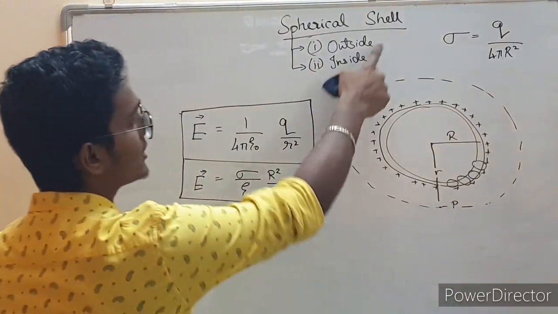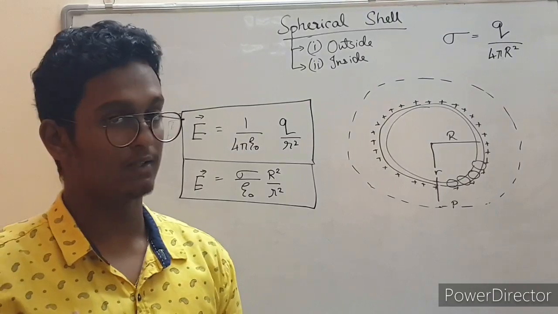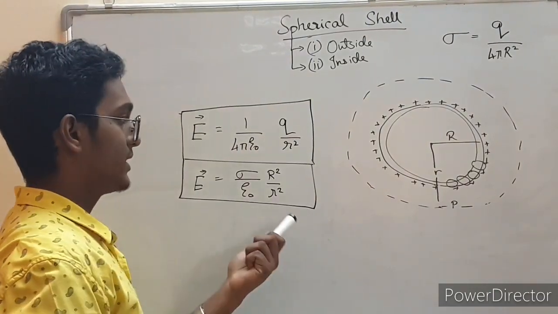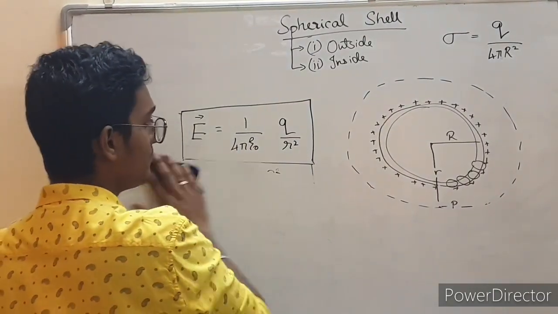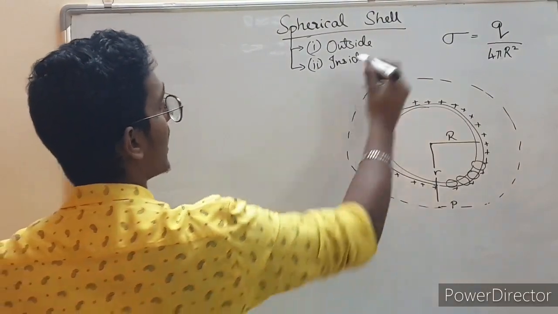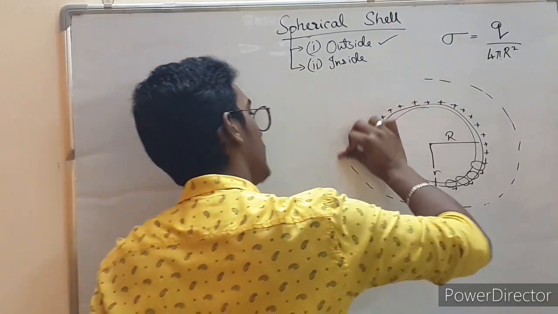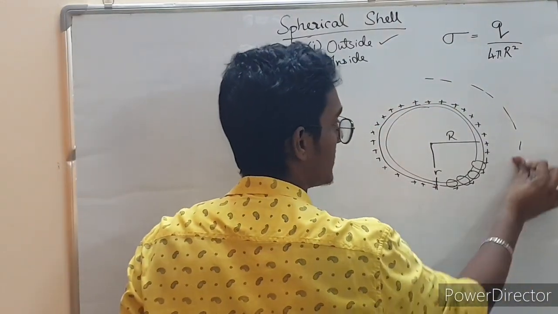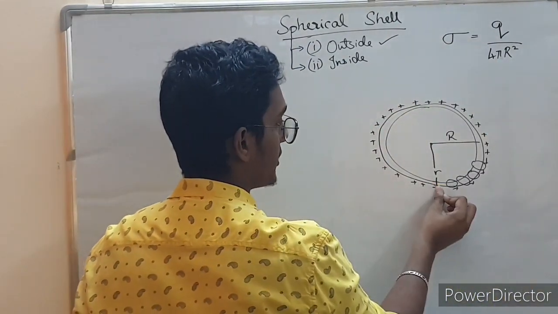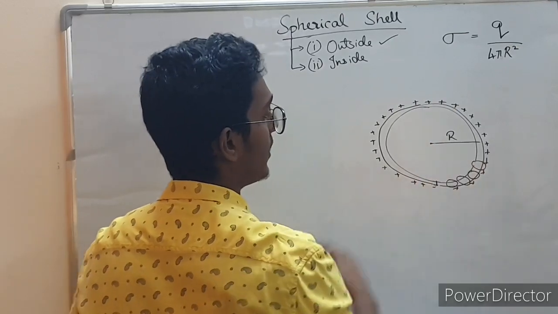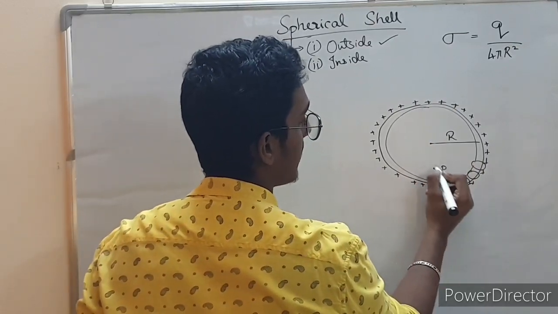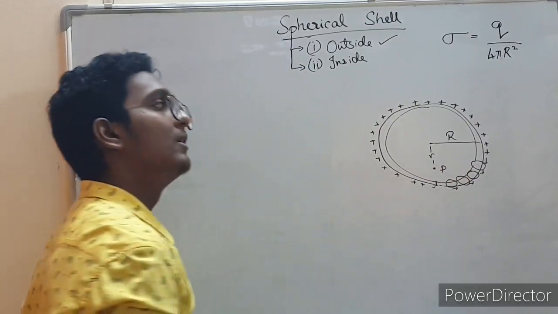So we have finished the outside part. Let's quickly look at the inside. It's not a big deal. The outside is completed. Now let's look at inside. So the only difference in inside is where you place the point P. So I'm going to place the point P over here at a distance again R.